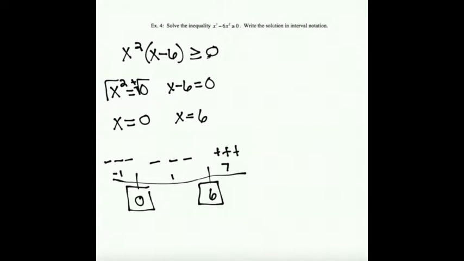So now let's figure out what the question wants. We want values that are greater than or equal to 0. Those are positive sections.